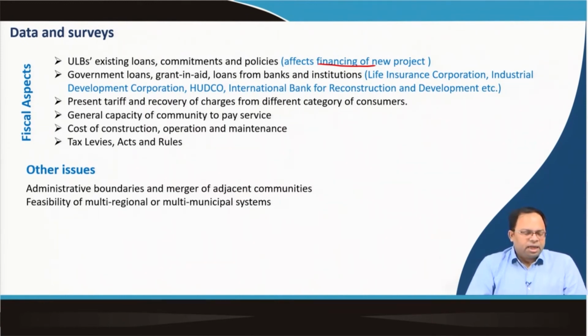So, in addition, there are other issues such as administrative boundaries and merger of adjacent communities, because sometimes it actually helps in designing the networks. Then feasibility of multi-regional or multi-municipal system, because as we are discussing, water from one zone may go into another zone or into another municipality. So, if a multi-zone system or a multi-municipal system is looking into the sewerage network for this entire zone, probably it will result in more efficient services.